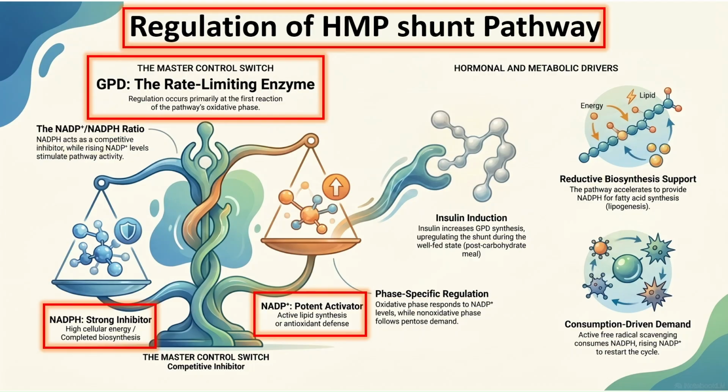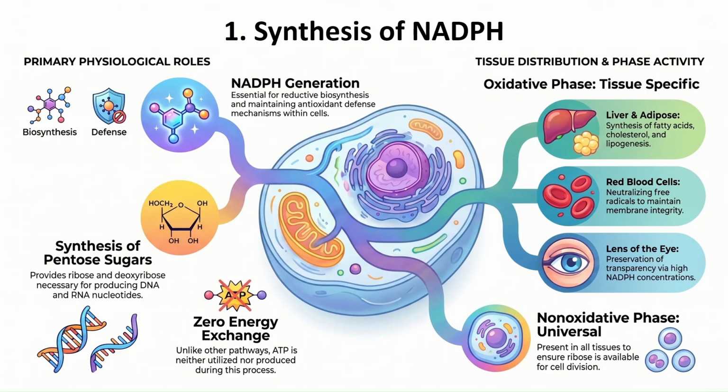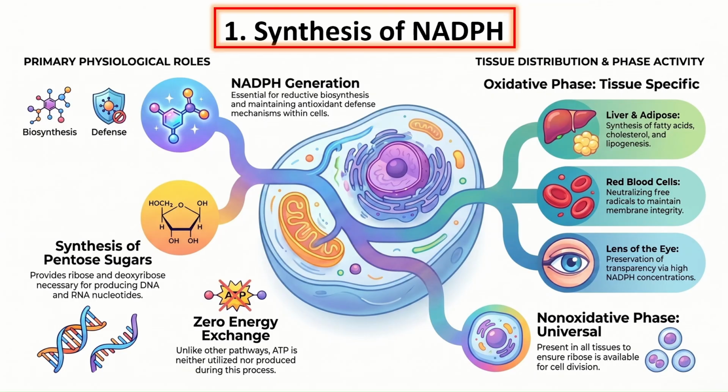Then finally coming to hormonal regulation. The hormone insulin induces the synthesis of glucose 6-phosphate dehydrogenase enzyme. So first is the rate limiting enzyme, second is the substrates like NADPH and NADP+, and third is the hormonal regulation, that is insulin. This is how the HMP shunt pathway is regulated. Now coming to the significance of the HMP shunt pathway.